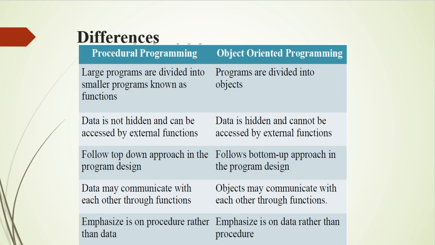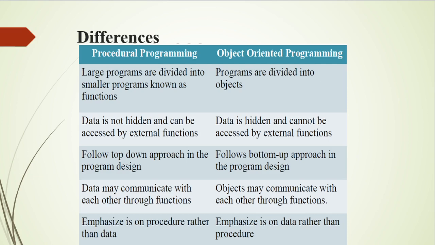And adding new data and function is not as easy in procedural, and in object oriented it's easy to add new data and functions. And data hiding is not supported in procedural programming, and it's supported in object oriented programming. Examples of procedural programming are C, Fortran, and in object oriented programming C++, Java, Python. And overloading is not possible in procedural programming, and it's possible in object oriented programming.